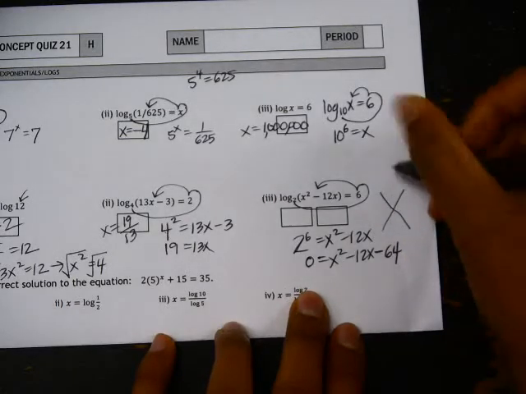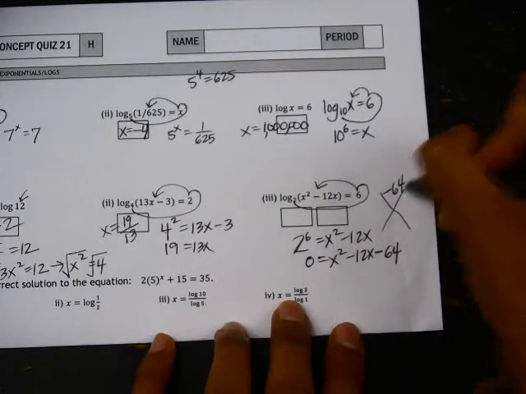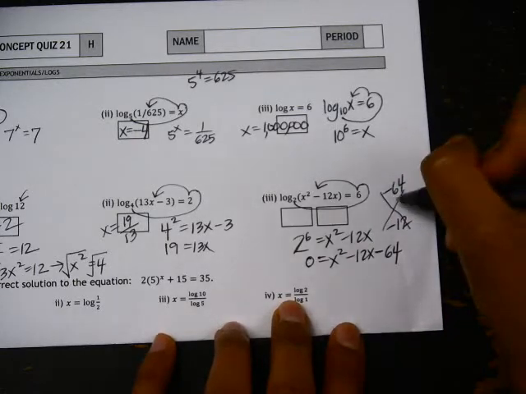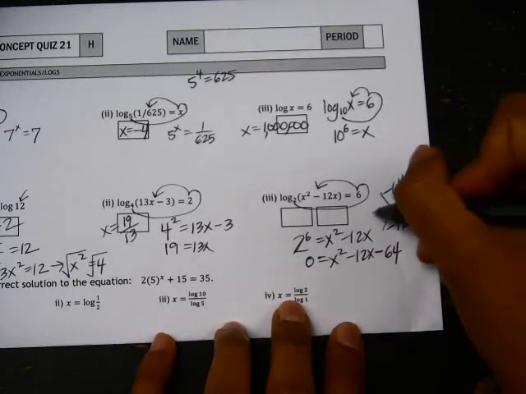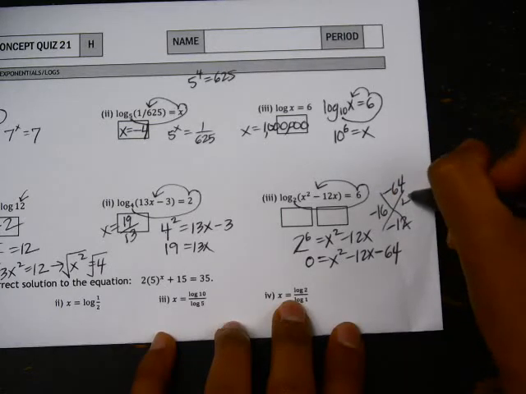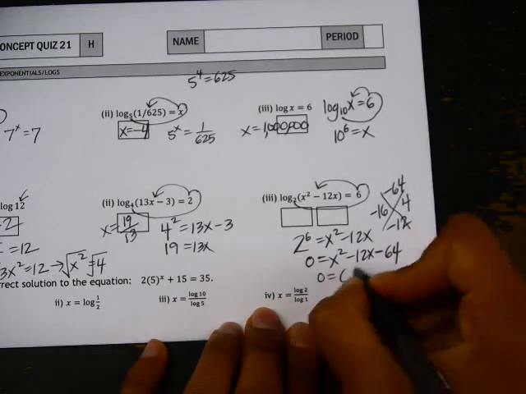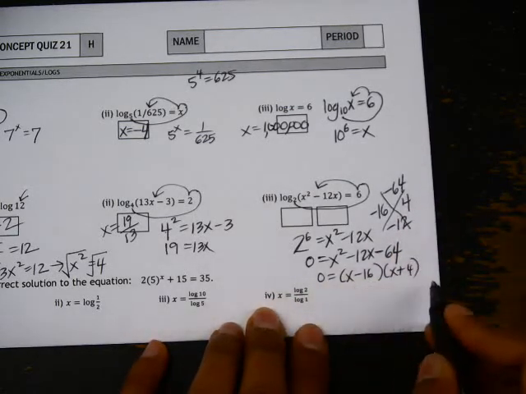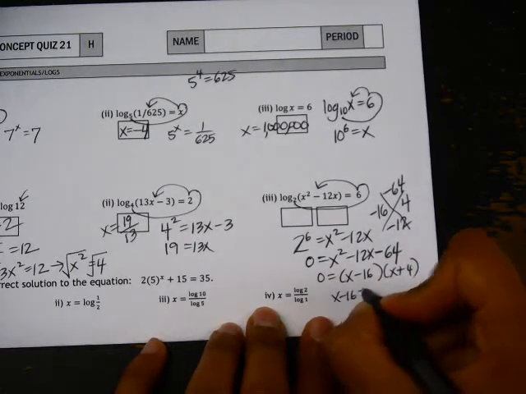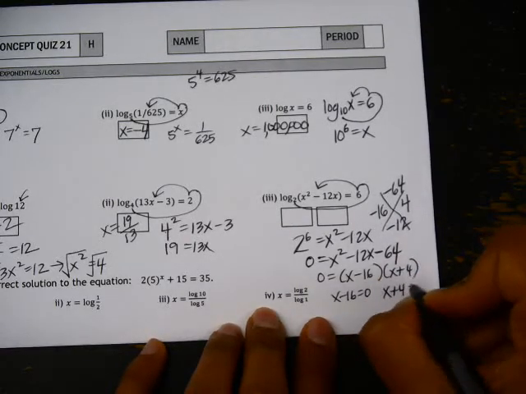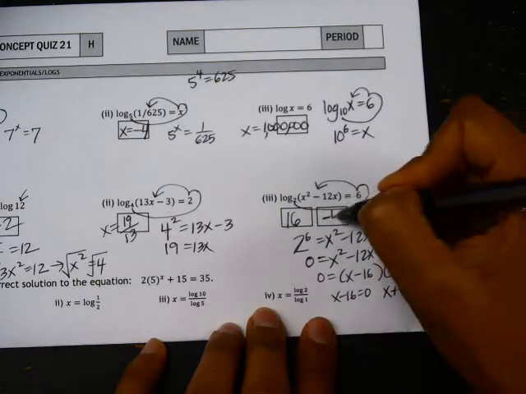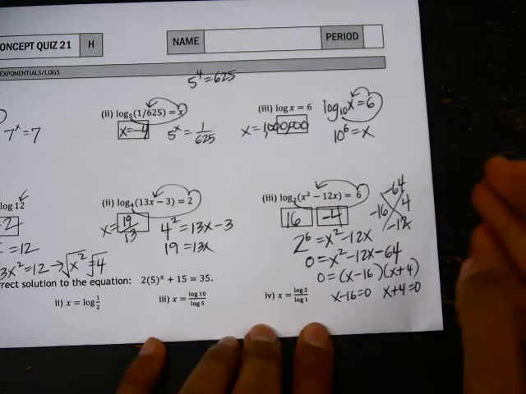So if we do the diamond method here, negative 64 goes on the top and negative 12 goes on the bottom. So this would be two numbers that multiply to negative 64, so negative 16 times 4, but also add to negative 12. So our factors are x minus 16 and x plus 4. So by zero product property, either x minus 16 equals 0 or x plus 4 equals 0. So we get x equals 16 or x equals negative 4.